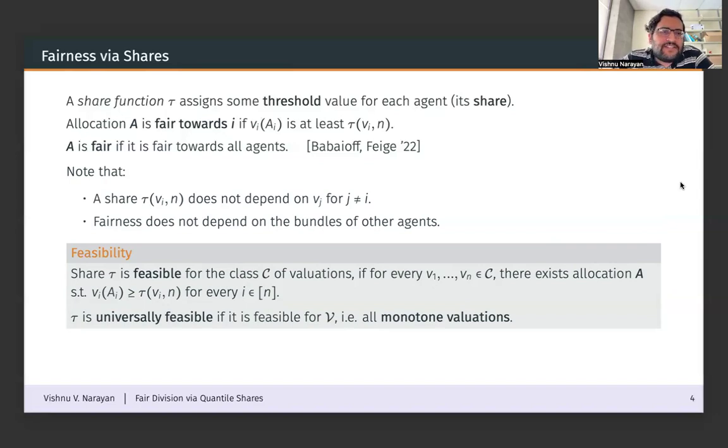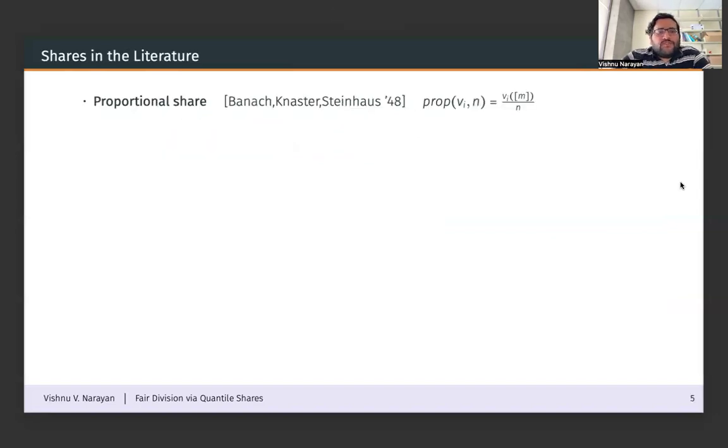So let's look at some shares in the literature. The most famous share in the literature is the proportional share. It was defined by Banach, Knaster, and Steinhaus many decades ago. And it's pretty straightforward. The proportional share of an agent is just that agent's value for all of the items divided by the number of agents.